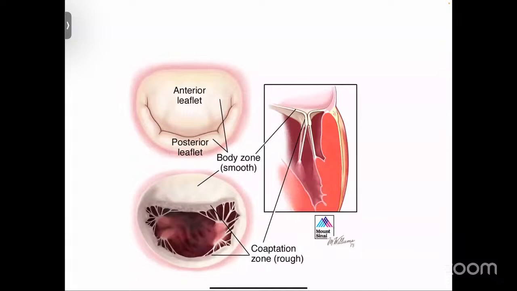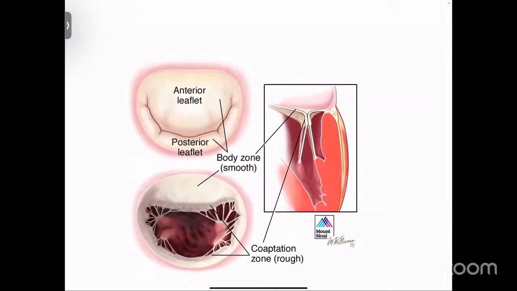The mitral valve leaflets are divided into two zones. The first zone is the smooth or the body zone, and the second zone is the coaptation zone or the rough zone. On the atrial surface, this zone can be appreciated. The coaptation zone or the rough zone is irregular in appearance and appears thicker due to the numerous chordae attached to its ventricular side.